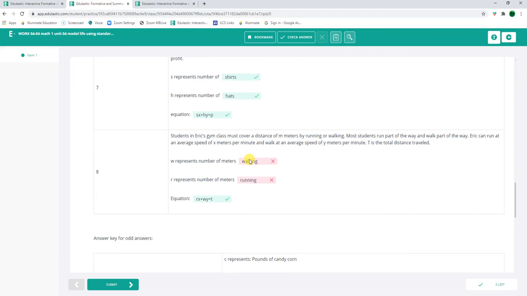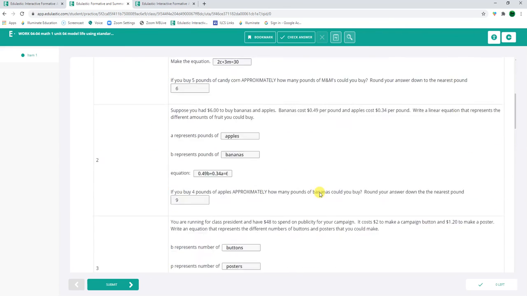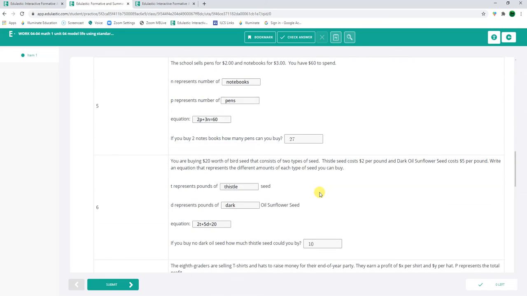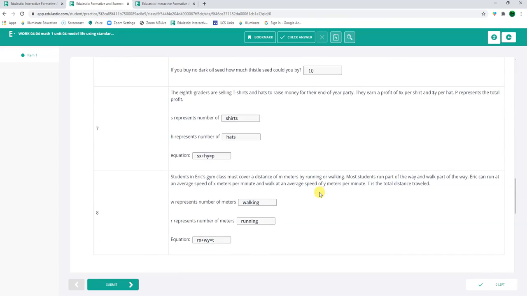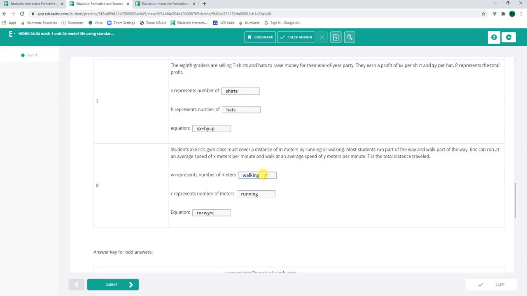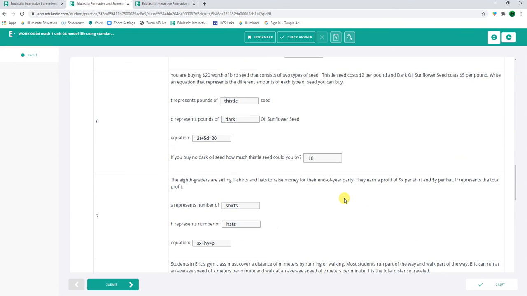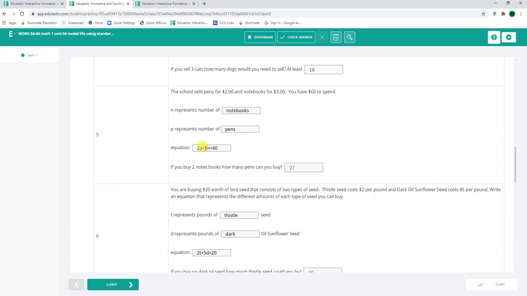And this one, let's go with walk and run and see if that'll work. Number of meters, how about number of meters walked? Number of meters ran. See if that works. And what did we say up here? Switch it around. Yeah, let's start with notebooks plus 2 pens.